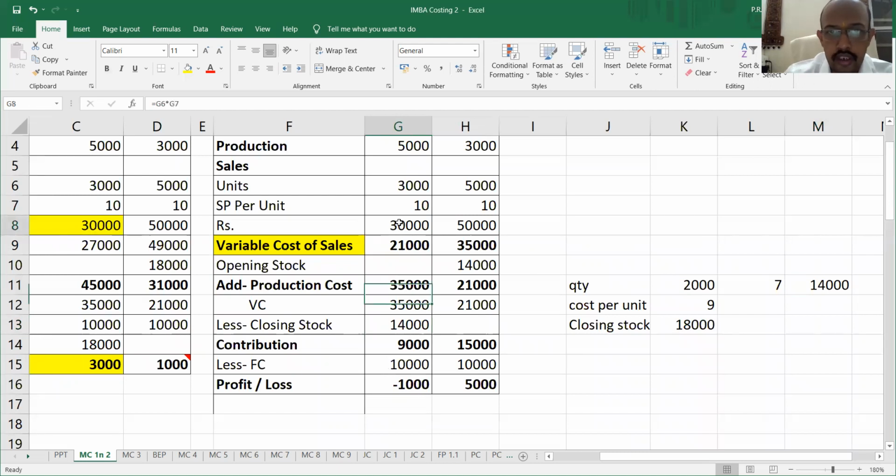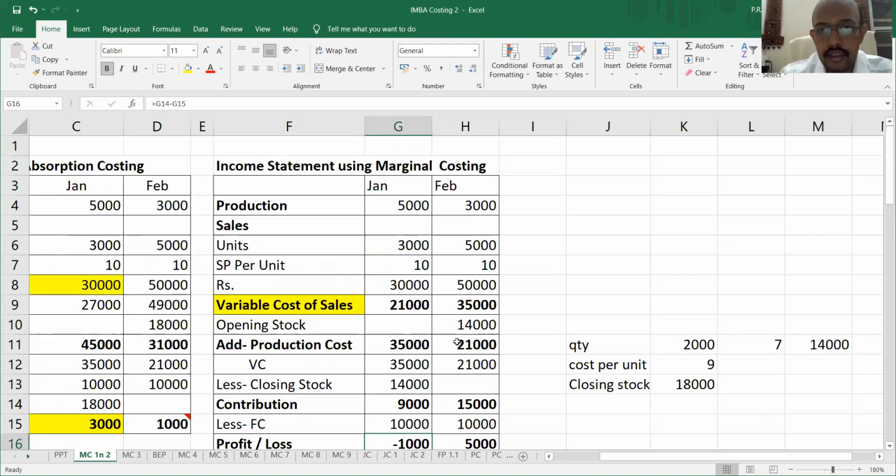Now, from the sales of 30,000, I remove 21,000, the variable cost. How do you get this? This opening stock, that is 0, plus 35,000 minus closing stock, that is 14,000. It comes to 21,000 rupees over here. 30,000 minus 21,000 comes to 9,000. Now we are not saying it's our profit. We are saying it's our contribution. From the contribution, we remove the fixed cost, that is rupees 10,000. I get minus 1,000, which is a loss in this month. This goes with logic because I produced more, I incurred more costs, and I sold less. My revenues were less. So it's a loss over here.